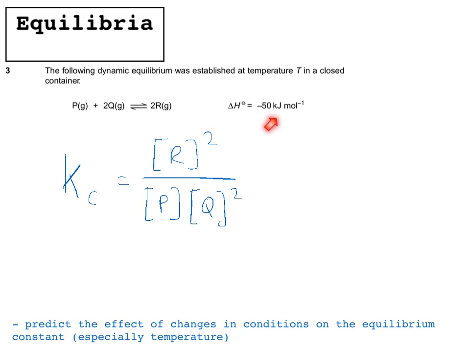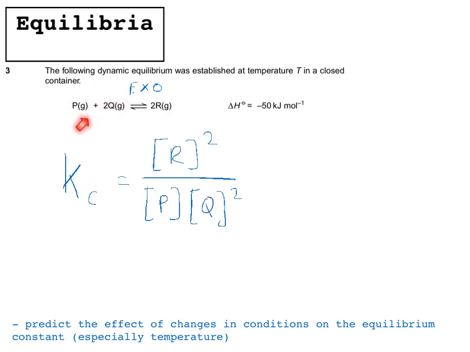So here we've got a delta H value, and it tells you it's minus 50 kilojoules per mole, and that means it must be exothermic to the right hand side, and therefore endothermic to the left. So let's think about what happens if we change the temperature. If we were to increase the temperature, then the equilibrium is going to shift to the side that reduces the temperature again, so therefore the endothermic side. So if we were to increase the temperature, then the equilibrium would shift in this direction to the left.